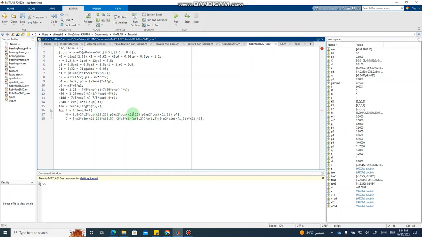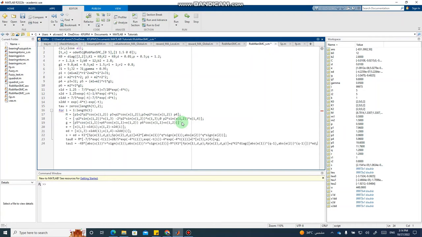The only difference is that instead of using x2, you will use x of i comma 2, and wherever there is an x vector, you will be using x i comma 1, x i comma 2, x i comma 3, and x i comma 4. This will be the only difference, and then you can just recreate the same code: sliding surface, tau 0, tau 1, u. Also wherever there is t, instead of t you will be using t of i, because t and x have been computed here, so they are no longer single values.